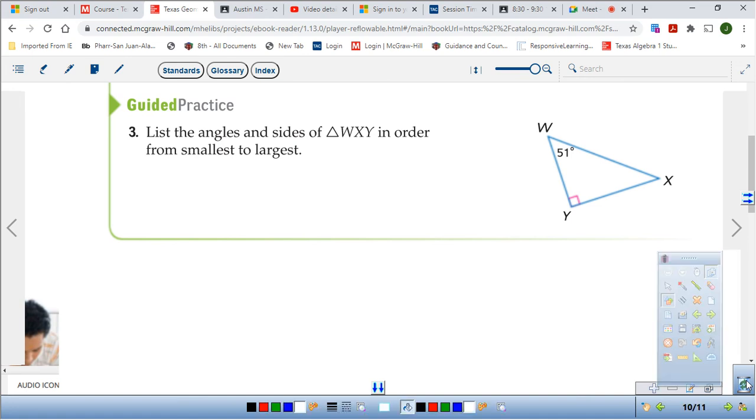Okay, so this one you want to list the angles and sides of triangle WXY in order from smallest to largest. WXY, smallest to largest. I'll give you a couple of seconds to copy this down real quick.